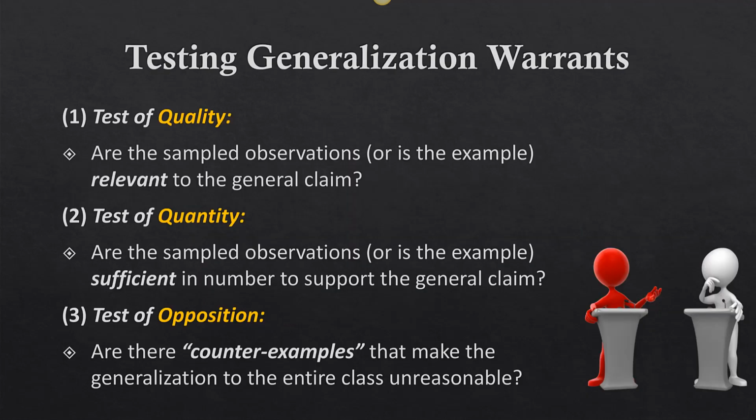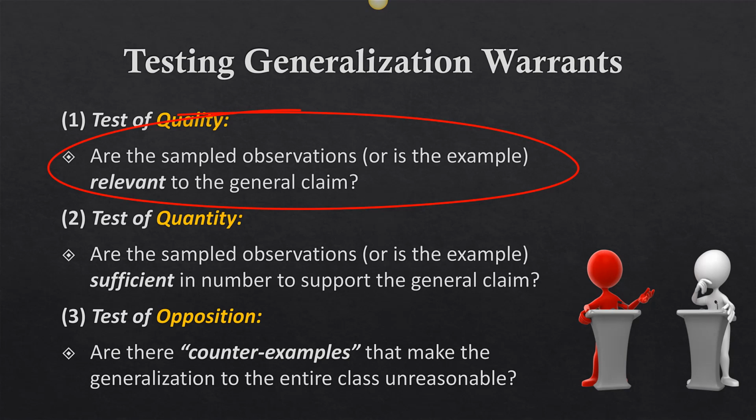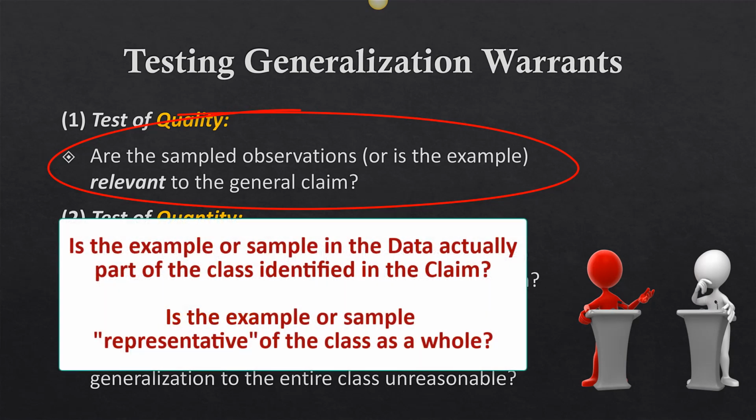So, in brief, that's how a generalization argument operates, and these are the kinds of critical questions you want to ask to determine whether or not that generalization warrant is being used reasonably. To test a generalization warrant for quality, what we want to ask ourselves is, are the sampled observations, or in some cases, is the single example that's being used to prove the claim, relevant to the general claim? That means we need to be sure that the sample or the example are in the same class as the class of things that's being described in the claim, and we want to be sure that the example or the sample is representative. In other words, does it resemble all of the rest of the items in the class as accurately as possible?